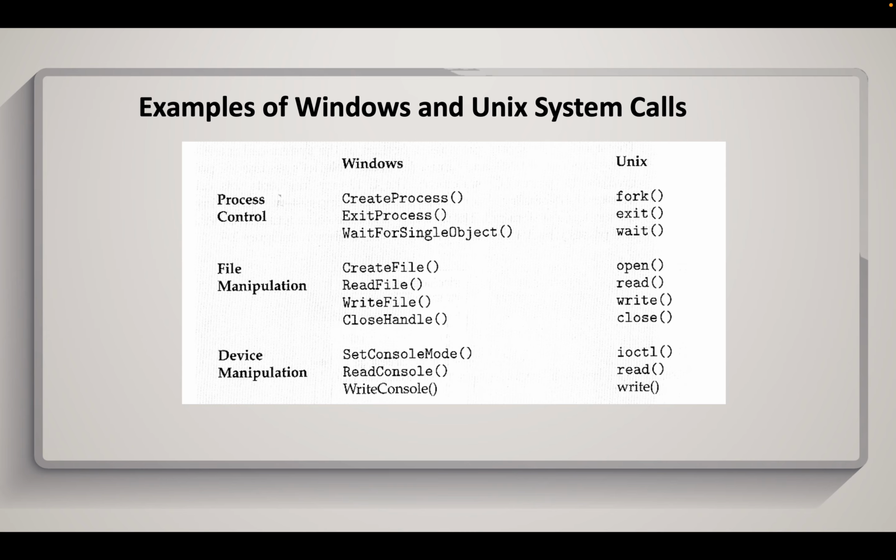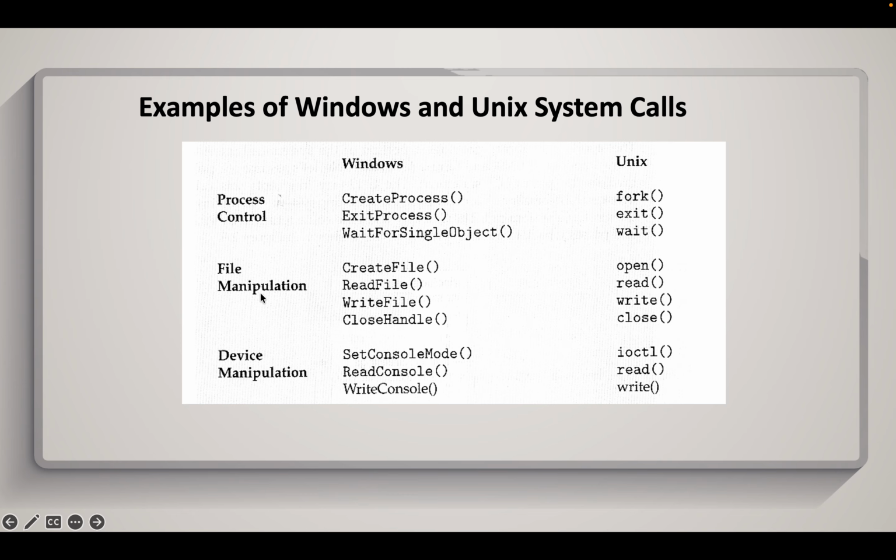Examples of Windows and Unix system calls. Here see process control. In Windows: CreateProcess, ExitProcess, WaitForSingleObject. These are the process control system calls in Windows, whereas in Unix, fork, exit and wait. File manipulation: CreateFile, ReadFile, WriteFile, CloseHandle. These are all Windows system calls for file manipulation. The same in Unix: open, read, write and close. These are the Unix system calls for file manipulation.